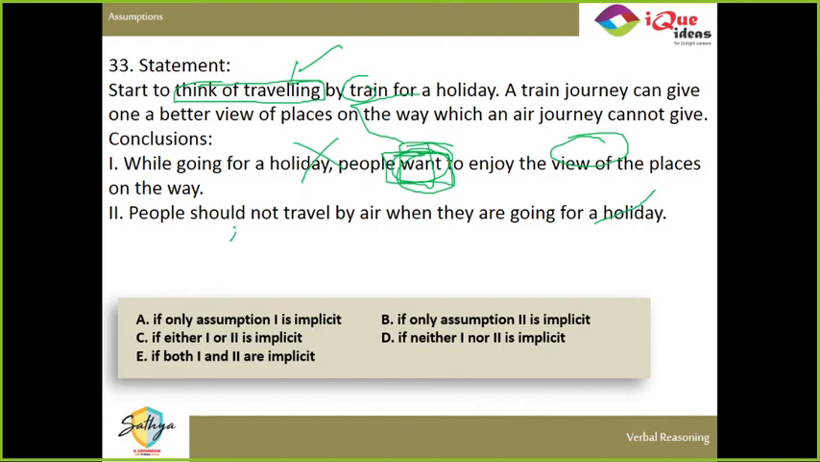And I definitely cannot assume that they should not travel by air. I'm giving you train as an option. I'm not removing air travel as an option. So the second assumption is definitely bakwas, making neither of the assumptions implicit. Right? Neither of the two assumptions is actually implicit in this case. Did you understand that?